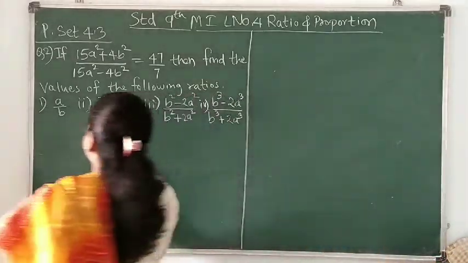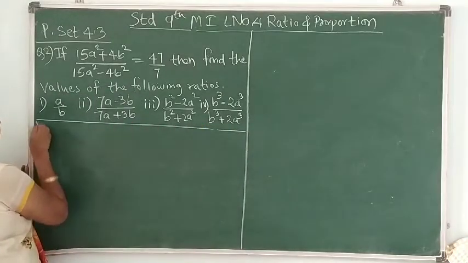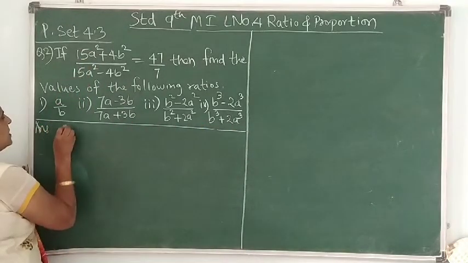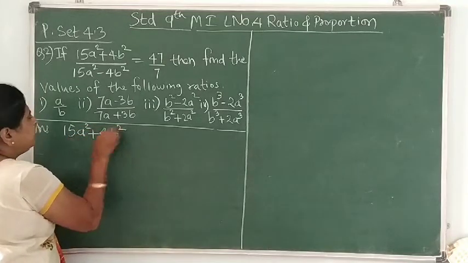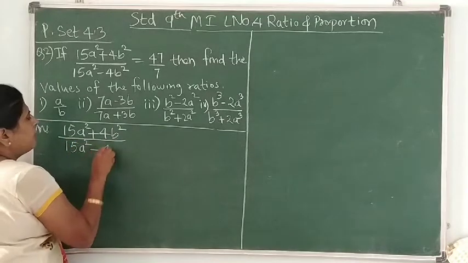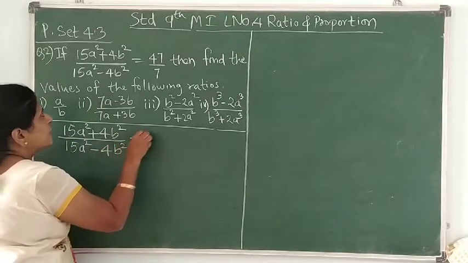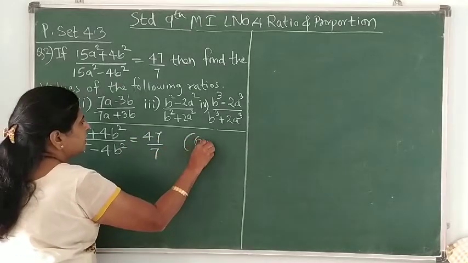Okay, so let's copy whatever is given to us. We will start this answer. Given is 15a square plus 4b square upon 15a square minus 4b square, and its value is 47 upon 7. This is given to us.